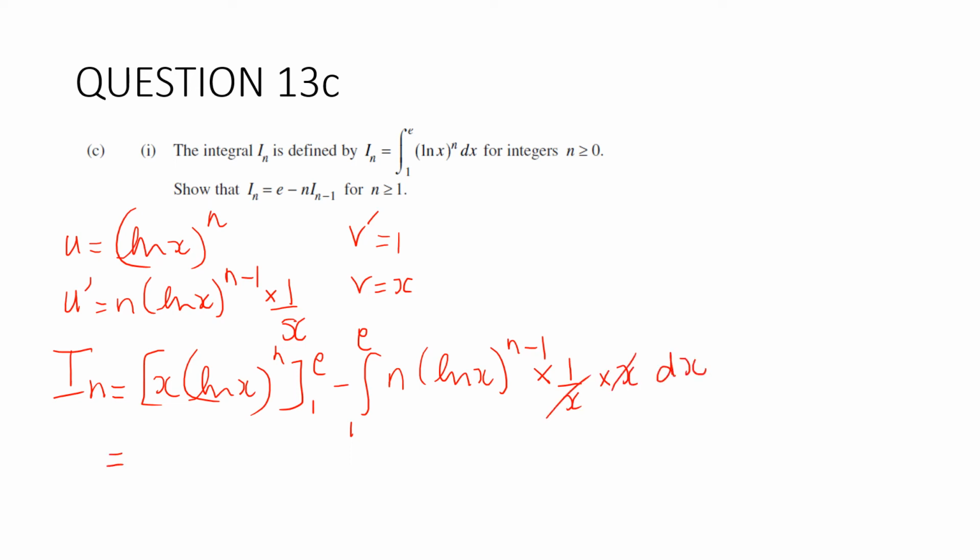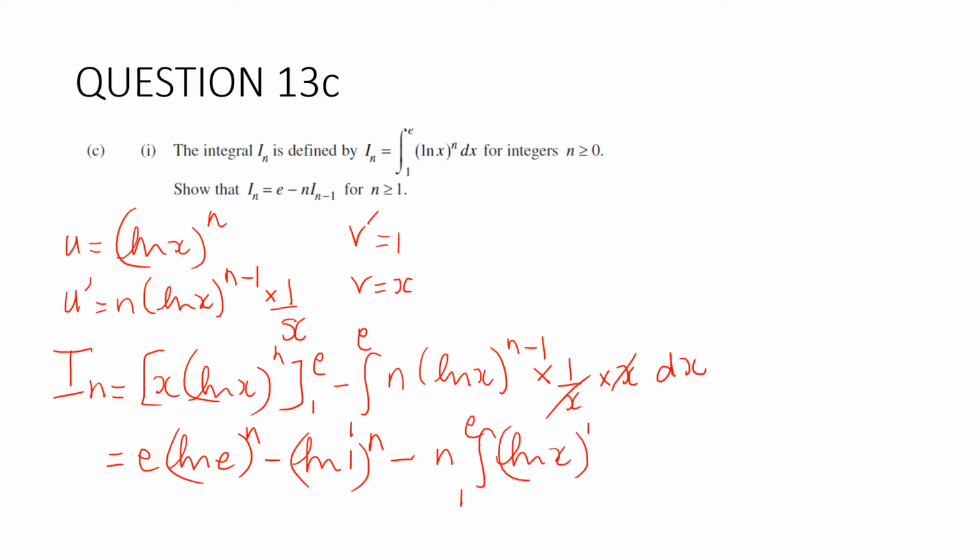Equals, subbing in, e (ln e) to the power of n, take away 1 times (ln 1) to the power of n, that's 0, take away n integral 1 to e of (ln x) to the n minus 1 dx equals, what's this, that's gone, e take away n, and that there is I subscript n minus 1.